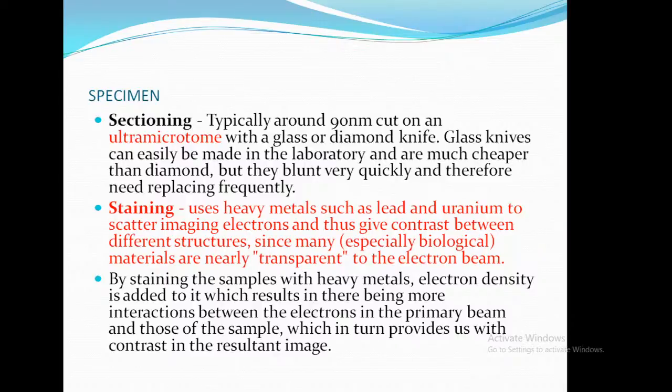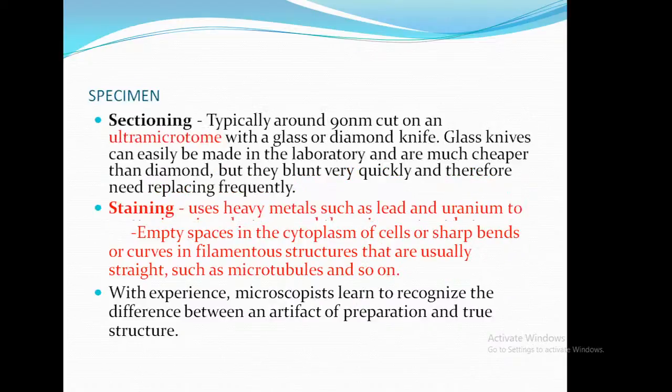After that, staining uses heavy metals such as lead and uranium to scatter the imaging electrons and thus give contrast between different structures. Many materials are nearly transparent to the electron beam. By staining the sample with heavy metals, electron density is added to it, which results in more interaction between the electrons in the primary beam and those of the sample, which in turn provides the contrast in the resultant images.